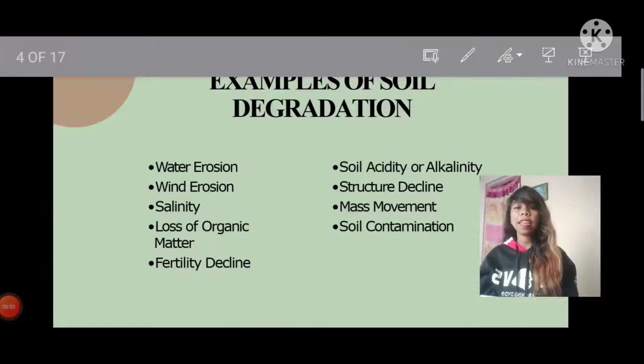Acidity or alkalinity. So, what is soil acidity? It is a condition in which the soil pH is lower than a neutral pH, or less than 7. So, soil pH is a measure of the hydrogen or H+ ion concentration, expressed as the negative common logarithm of H plus, which means hydrogen ion concentration.